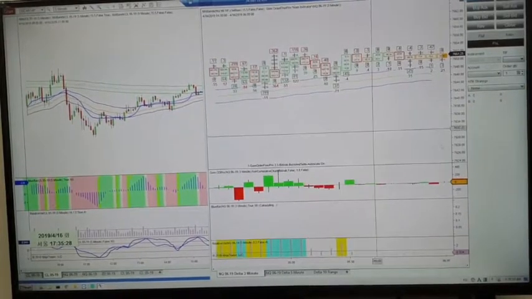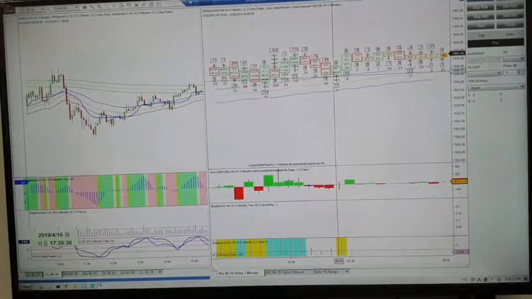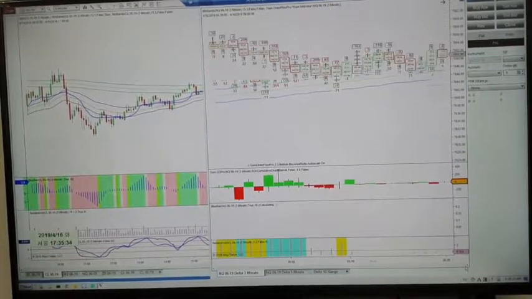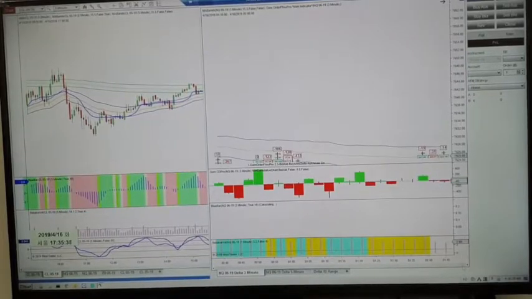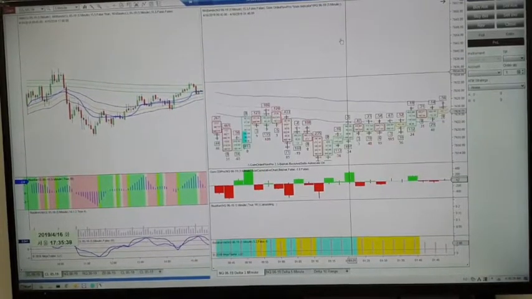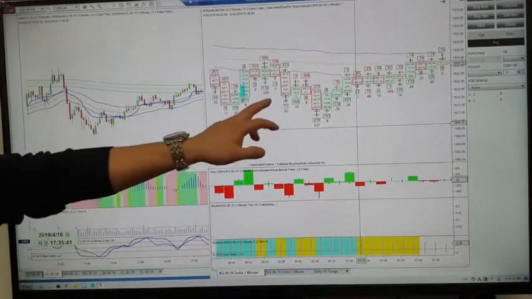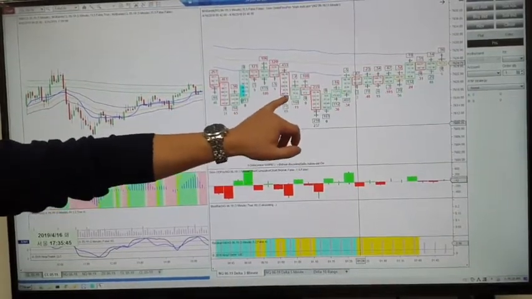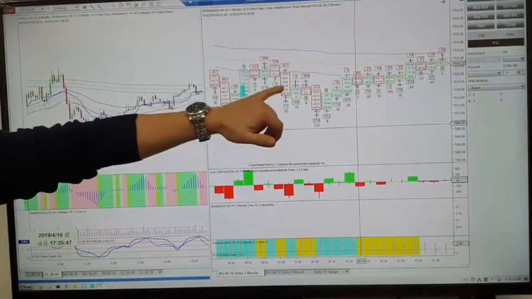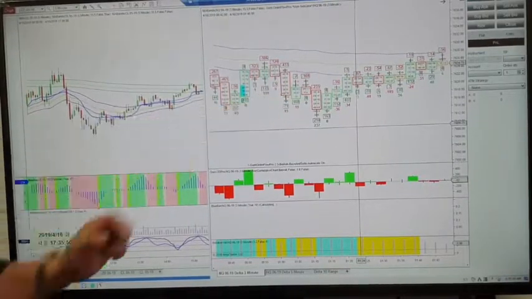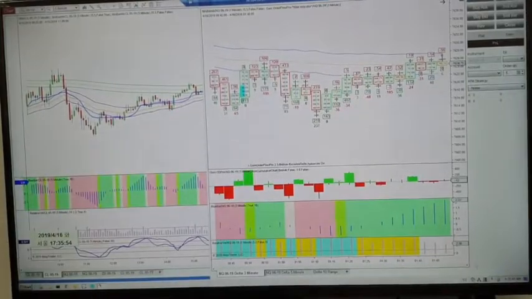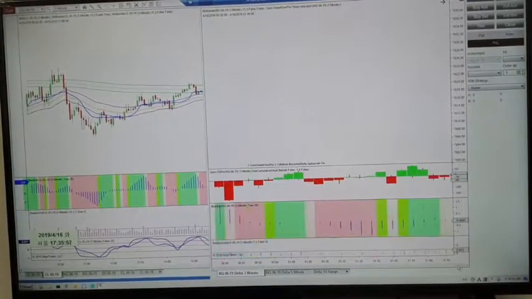So these are the numbers that I was showing you earlier. Each bar is 3 minutes, and we're calculating how much selling power there is at each level. I'm going to show you some signals.